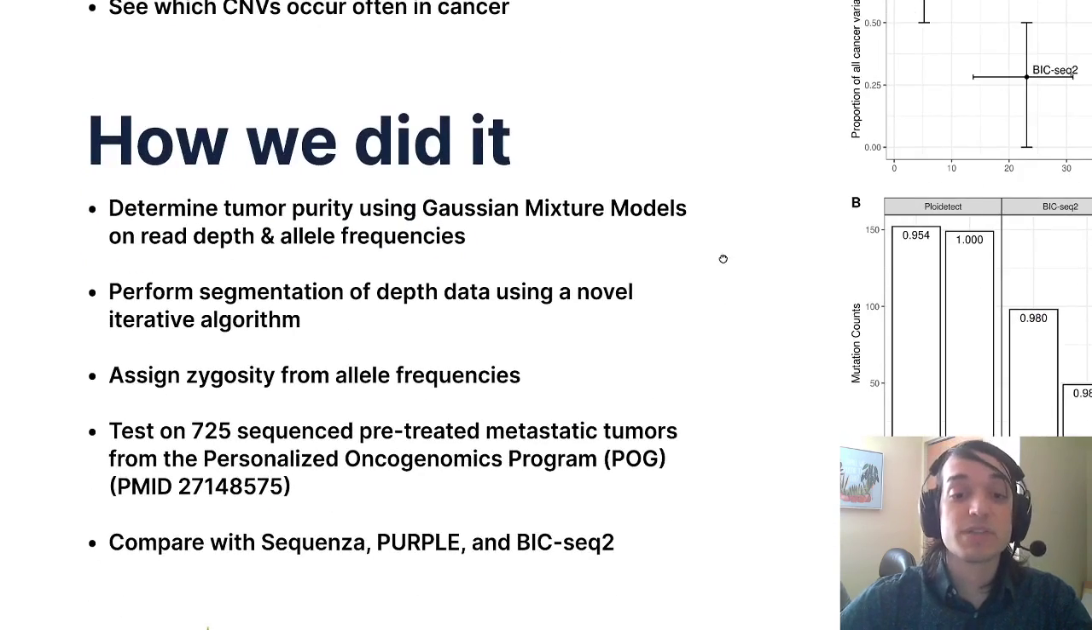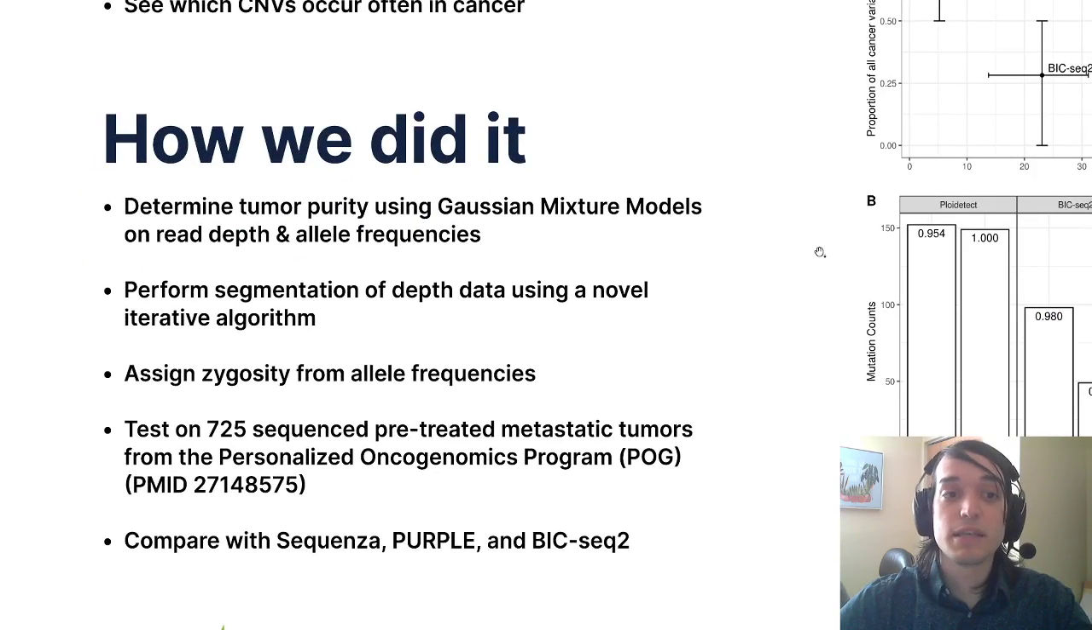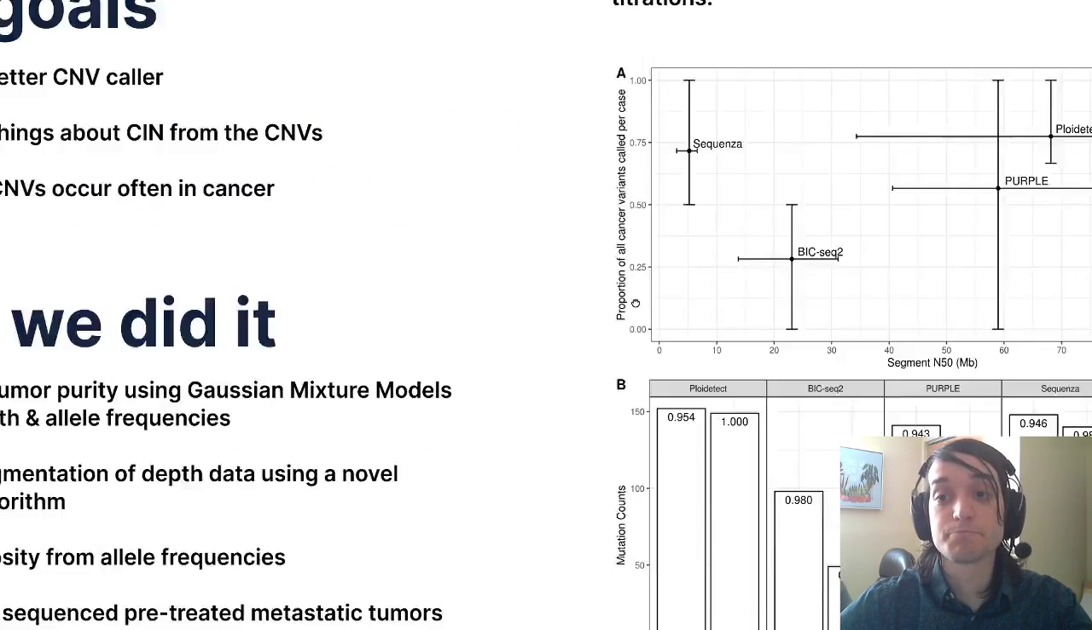The way that we did this is we developed a tool called Ploidetect, and basically it uses some statistics to first determine tumor purity, which is a common nuisance factor in copy number analysis, and then we perform segmentation of the copy number data using a novel segmentation algorithm. Then we take these segments, we assign zygosity, we assign copy number, and we get a copy number profile. We applied this to 725 sequenced pretreated metastatic tumors in the personalized oncogenomics program, and we compared the results to three other tools, Sequenza, Purple, and BigSeq2.